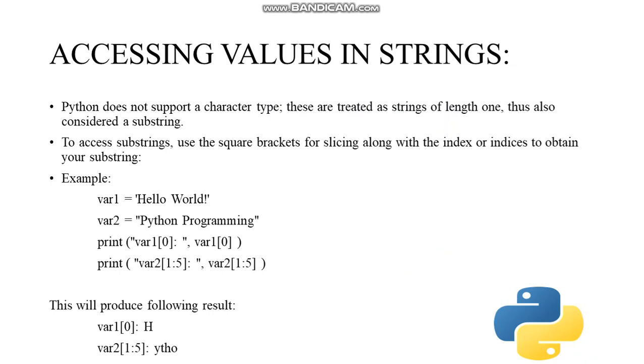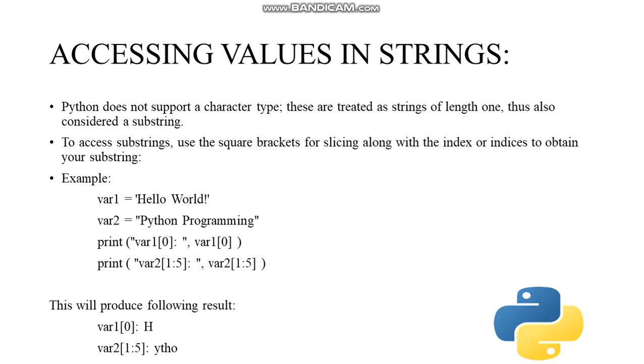Next is accessing values in a string. Python does not support a character type. That means the character data type is not there in Python. These are treated as strings of length 1. So if you want to declare anything as a character, you will declare it as a string of length 1, thus also considered a substring. To access substrings, use the square brackets for slicing along with the index or indices to obtain your substring.